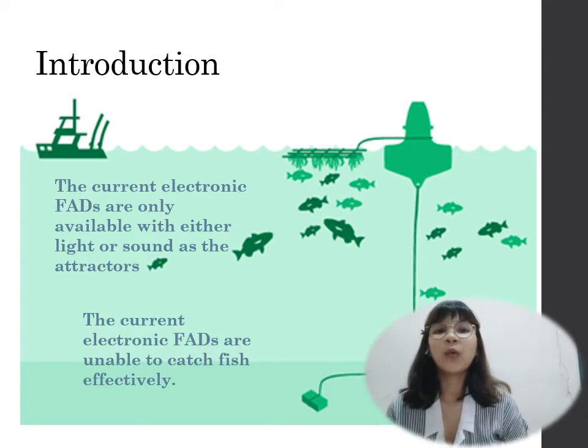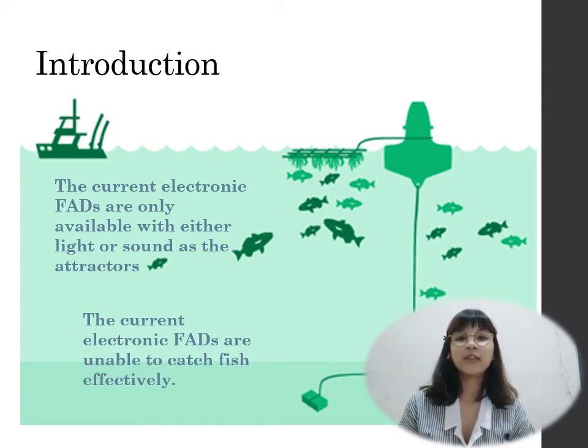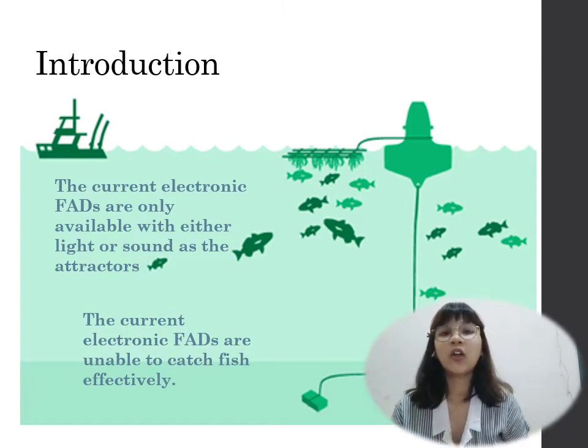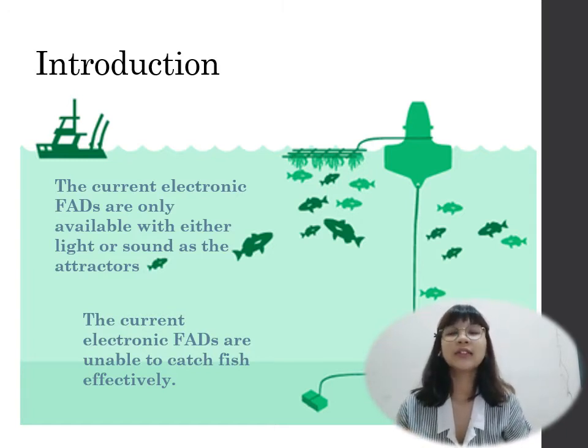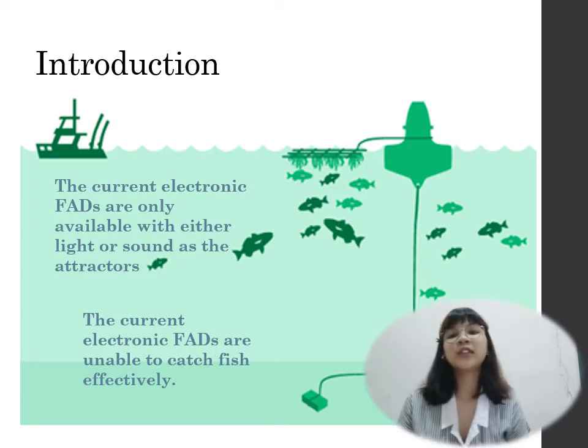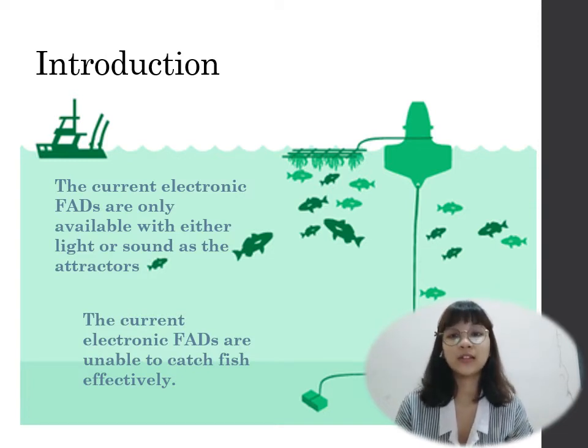Other than that, why is it ineffective? Because the fishermen are only relying on their hunch. They will just be thinking that it is the right time to catch fish because maybe it is. They cannot know how many fish are actually down there because they cannot see. So they are only relying on their hunch. That's why it is very ineffective.